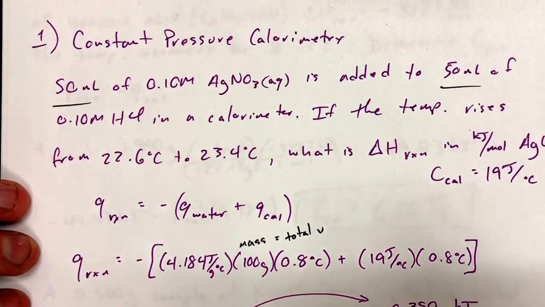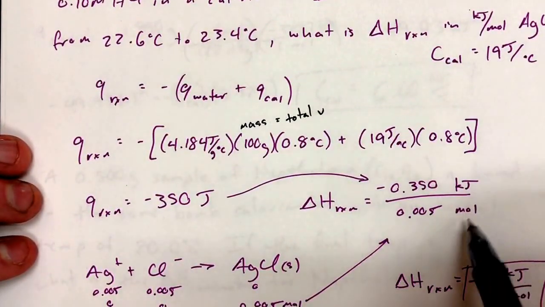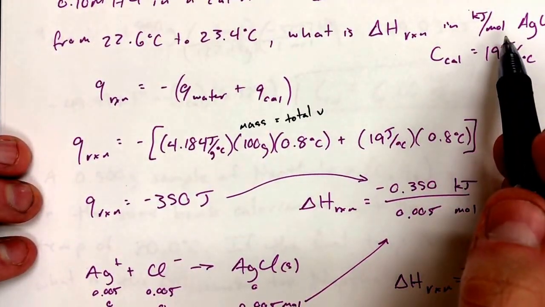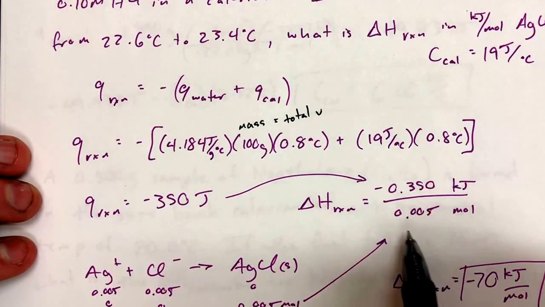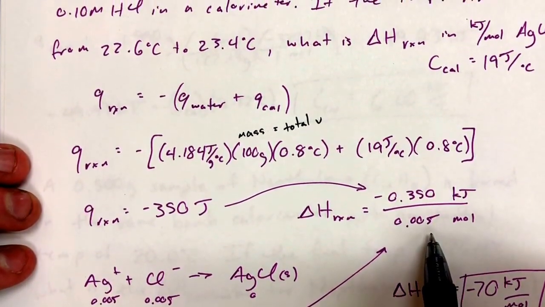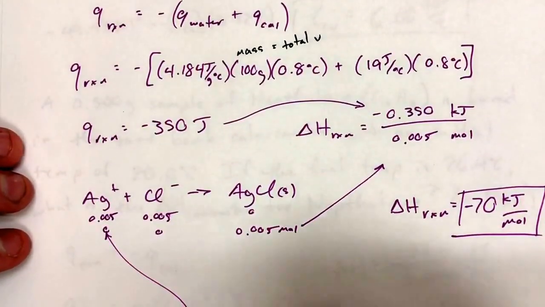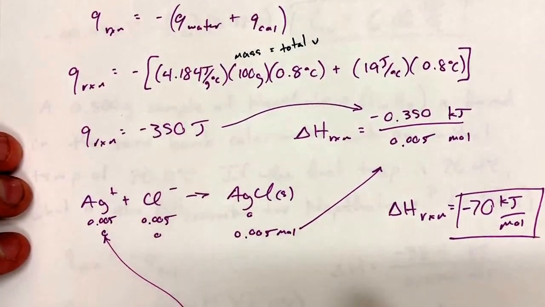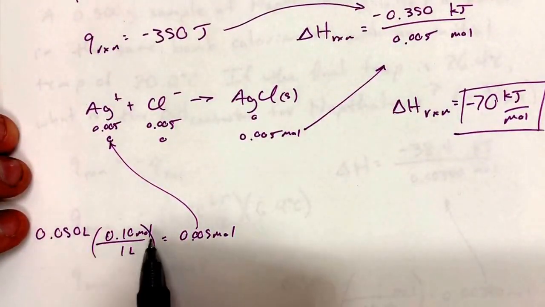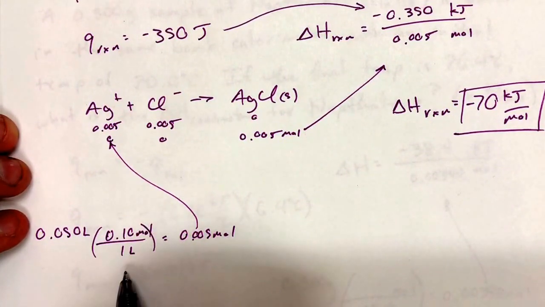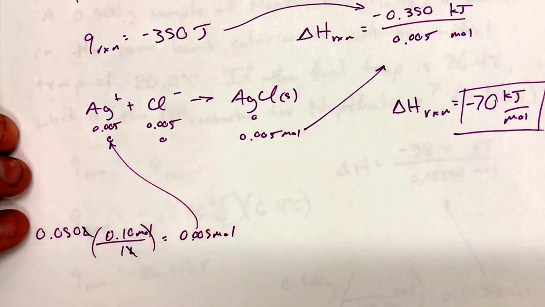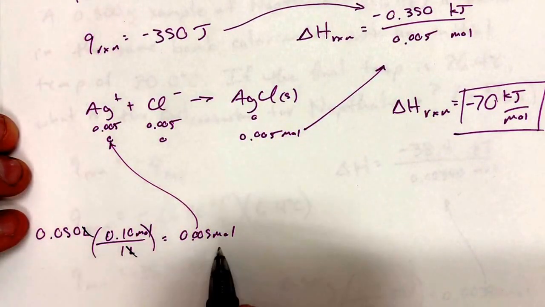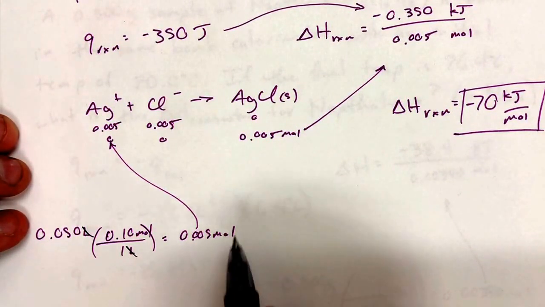So delta H is going to be in kilojoules per mole, because that's what it asks for, kilojoules per mole of AgCl. So we change our joules to kilojoules and put it on top. Now, for the moles, we need to figure out the moles of silver chloride that were in the reaction. We do that by using the volume times the molarity, because the molarity is really the moles over the liters, and the liters cancel out. So we multiply those two, and we get 0.005 moles.